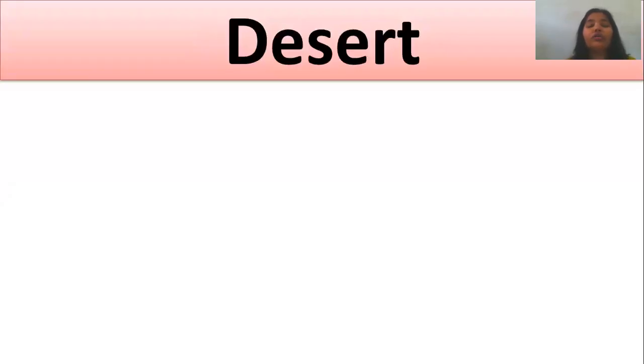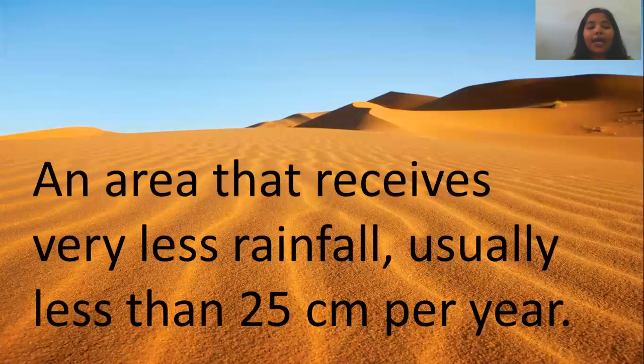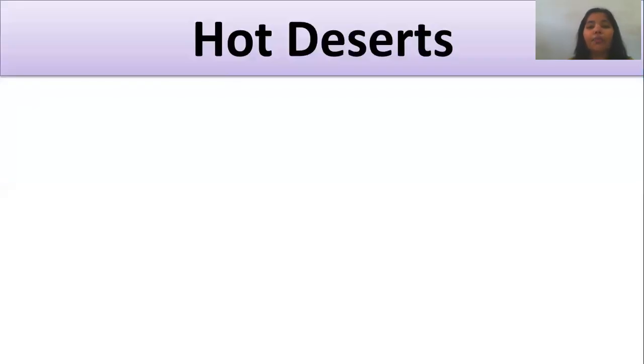Now as we know, the lesson talks about hot deserts, right? So it is very important for us to know what deserts are. A desert is an area that receives very little rainfall, usually less than 25 centimeters per year. You know students, desert regions are found in both hemispheres, the northern hemisphere and the southern hemisphere also. First we talk about hot deserts, as the lesson says, right?